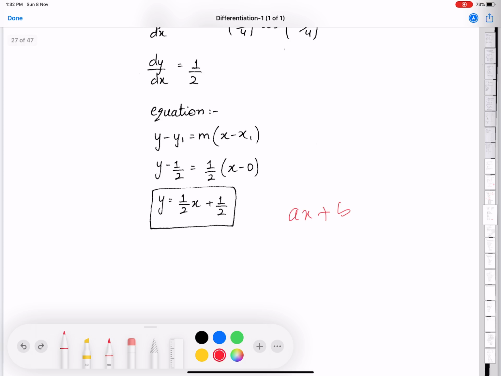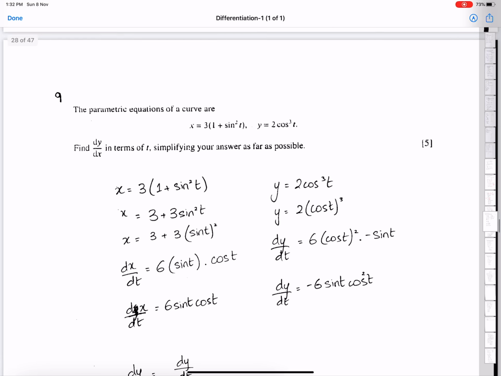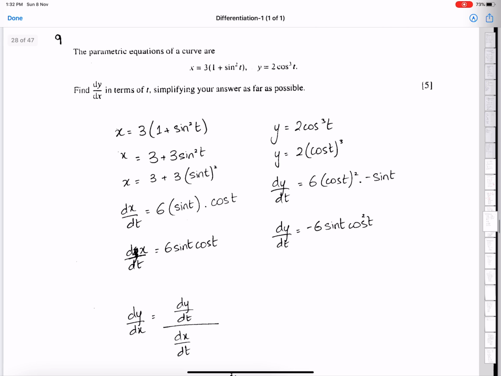But when they mention this, then always give your answer in the required form. So read the question carefully. Another example of parametric equations.